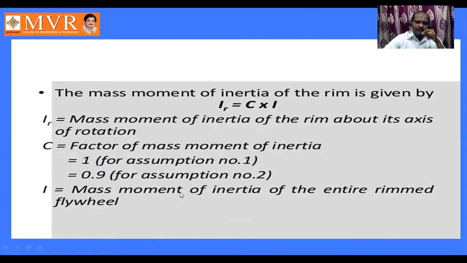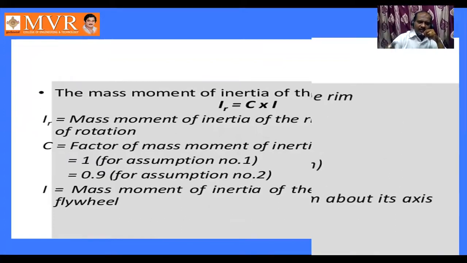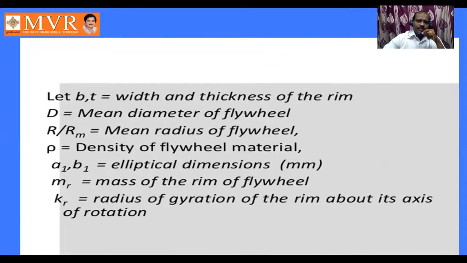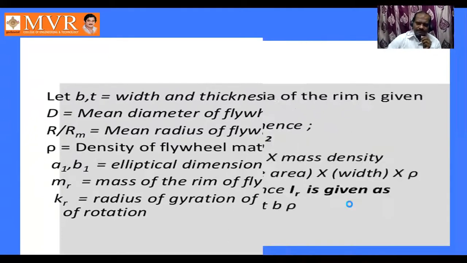I is the mass moment of inertia of the spoked flywheel. B and T, you have to calculate the width and thickness of the rim. D is the mean diameter of the flywheel. R or Rm is the mean radius of the flywheel. Rho is the density of the flywheel material. A1, B1 are the elliptical dimensions. Mr is the mass of the rim of the flywheel. Kr is the radius of gyration of the rim about its axis of rotation.